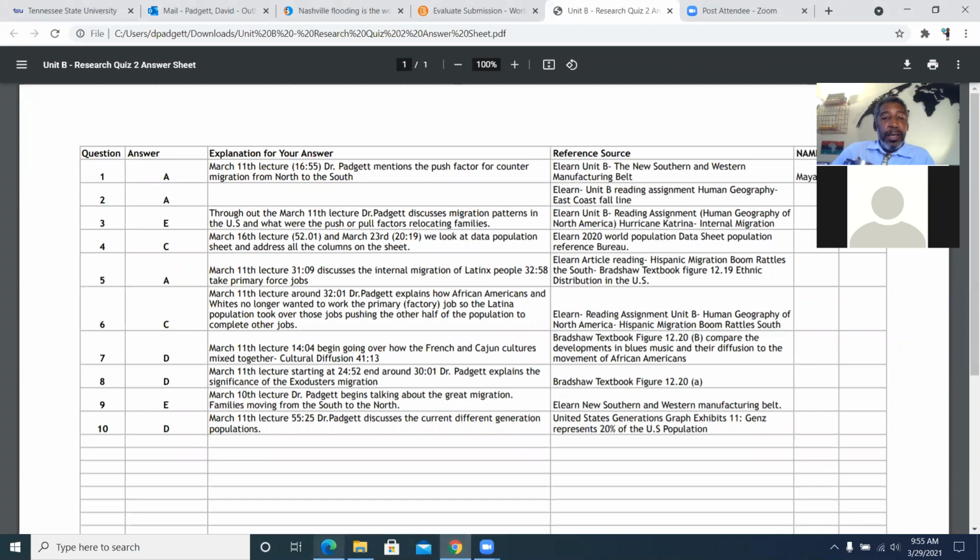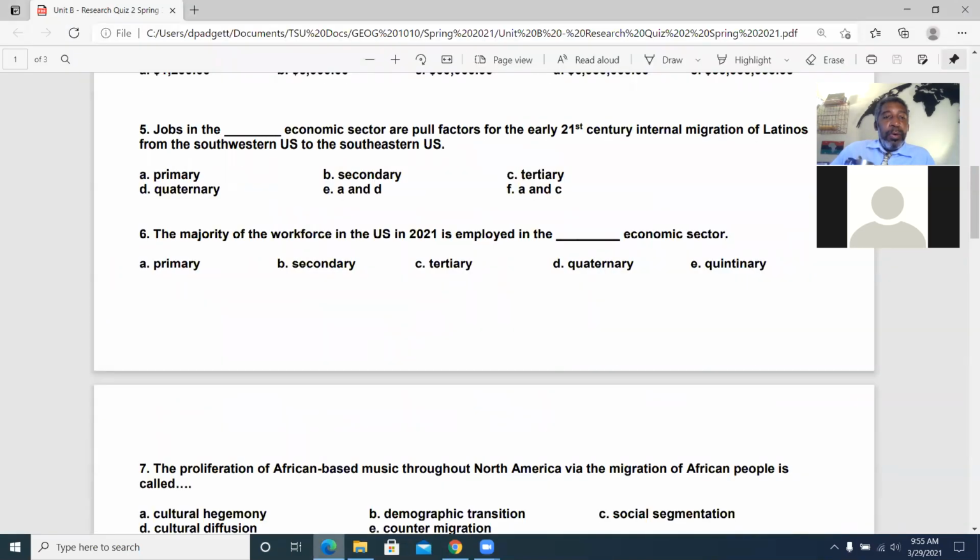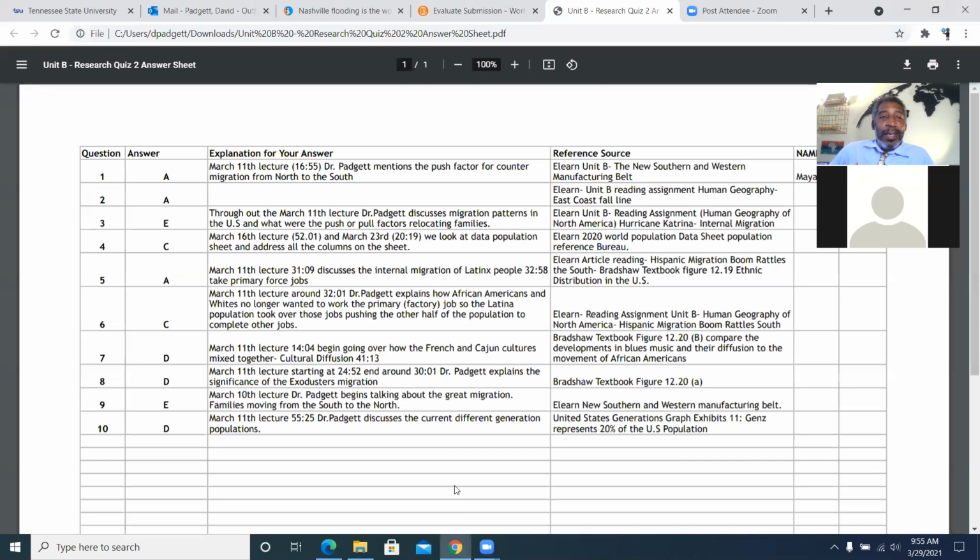She answered A, primary sector. Okay, that's not correct. It's not correct, but okay. But let's see what her explanation was. It says internal migration of Latinx people to take primary sector jobs. That's borderline. I don't know how much credit I would give for that answer. I might have to actually go back and look at what I said. But I know that it was not primary sector jobs.